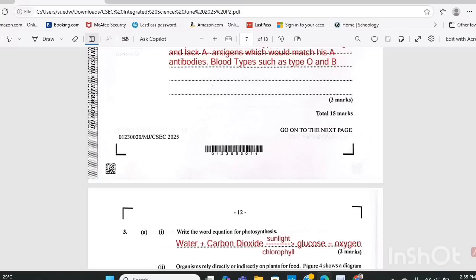This question 3 starts with write the word equation for photosynthesis. Now, students, I am sure you're almost sick of this equation, because photosynthesis is something that you've been learning from the beginning of time, right? And they're not even asking for the chemical equation at this point. I believe that they were trying to give you guys as much chance to score a high grade on this paper. Write the word equation for photosynthesis. We remember it. Water plus carbon dioxide, with sunlight over chlorophyll, gives you glucose and oxygen.